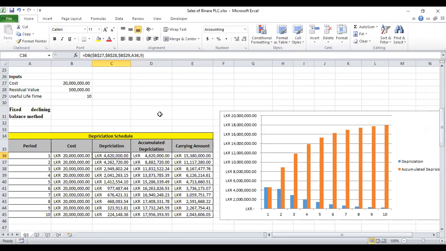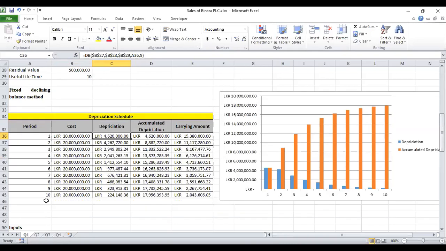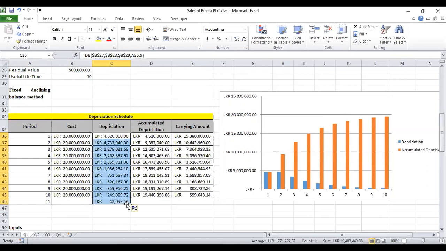Then another significant change that would happen with that, your period is going to be 11. So you can adjust them. Yes, you can. You have to add another period at the bottom. Then you can simply drag the things. That's all you need to do. And accumulated depreciation accordingly. Yes. Then the carrying amount accordingly. Good.